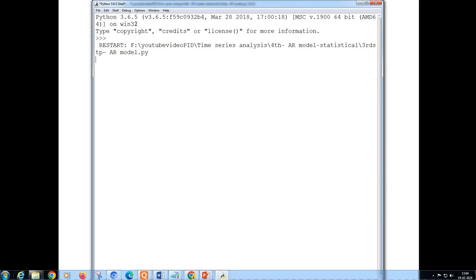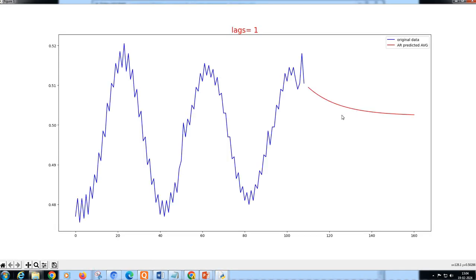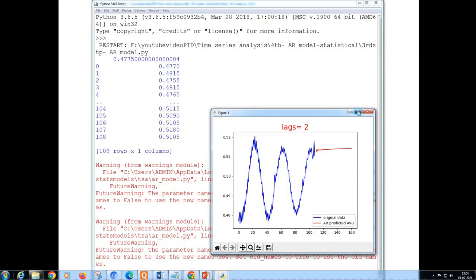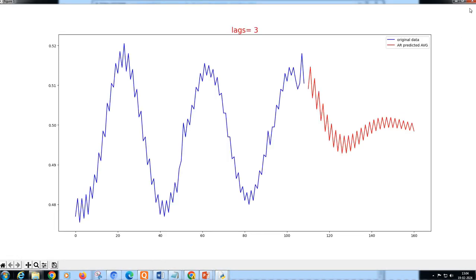Usually immediately after running this program you start seeing the results, but since my PC is a bit slow, it is taking a bit of time, and you can see that the results start appearing. Lag equal to 1 is not able to forecast or predict properly. Lag equal to 2 is no good. For lag equal to 3, it is even better. It is actually intelligently able to automatically bring back the trend, the sine trend.